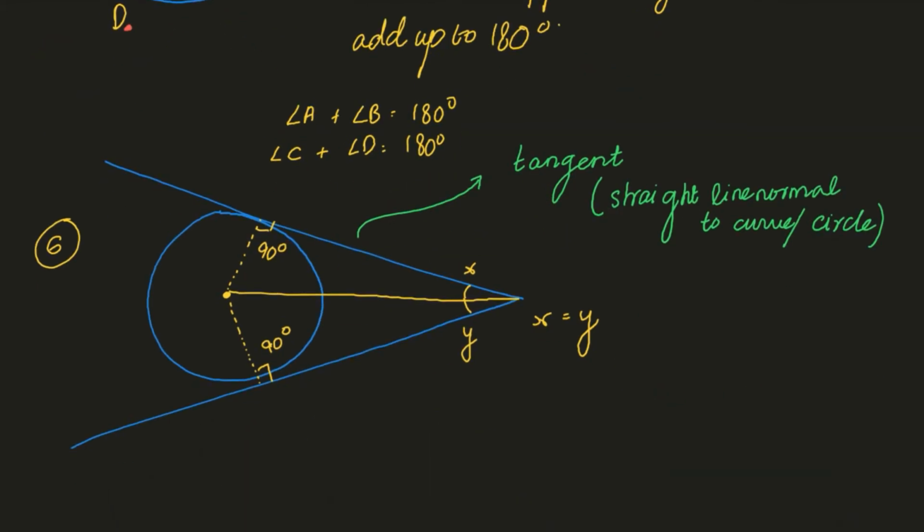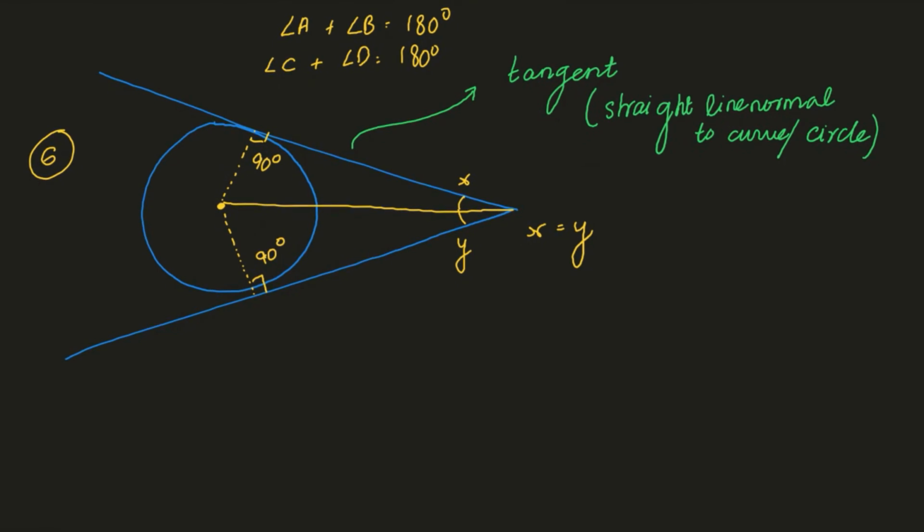All right, so here we have property number 6. This concerns tangents. A tangent is basically a straight line that is normal to the curve or a circle. You can see that there are two tangents drawn here, and these two tangents meet at this common point. Let's call it x. The first thing that you should know is that this entire angle is divided into half by this line.